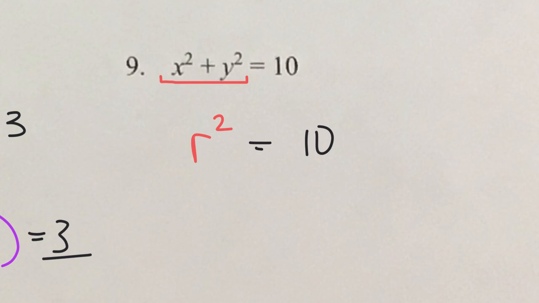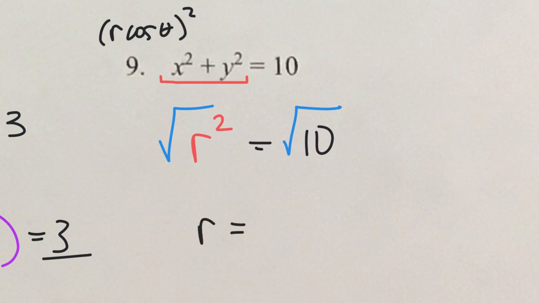Okay, yes, you could have replaced x with r cosine, then you would have had to square that. Same thing with y. It would have been a lot of work to do. So we're just going to do this. And to solve for r, our last step would be to square root both sides. So this is an equation of a circle with a radius of square root of 10.